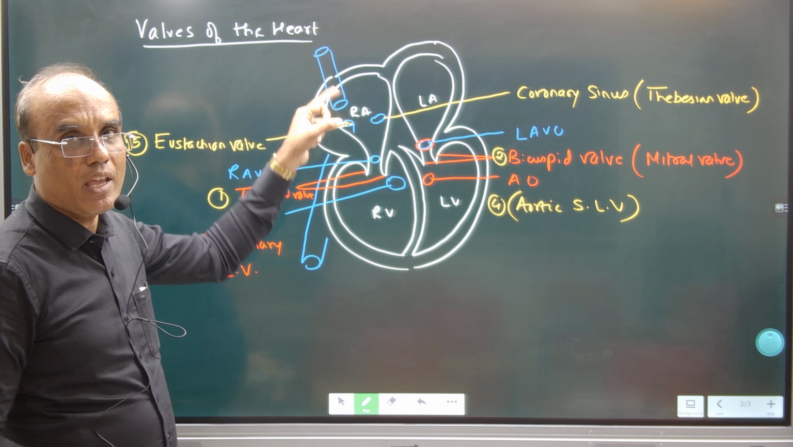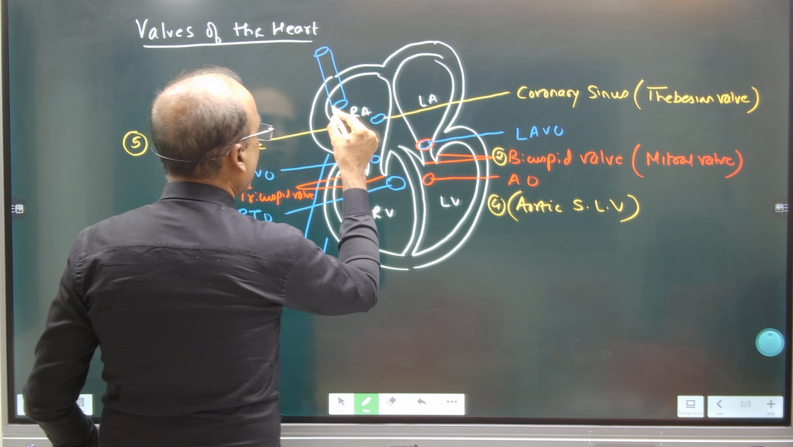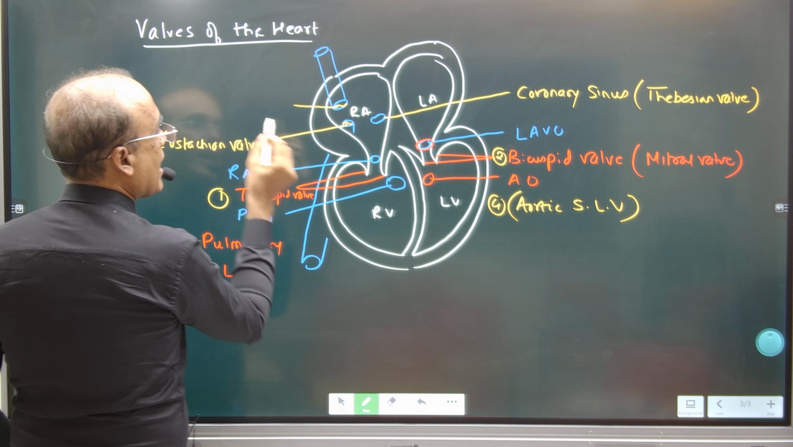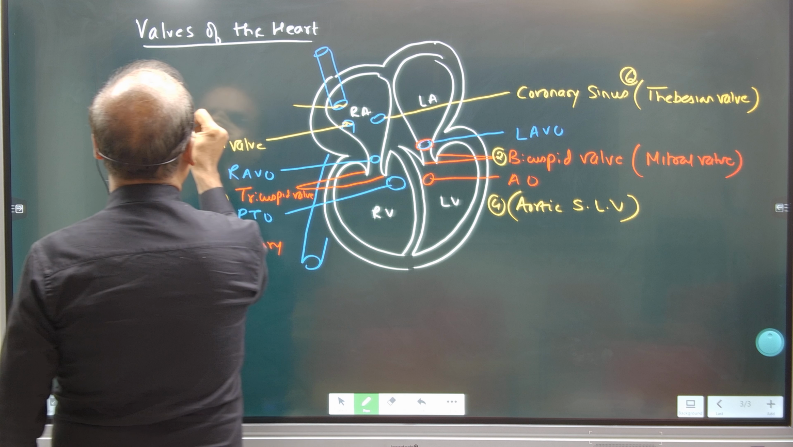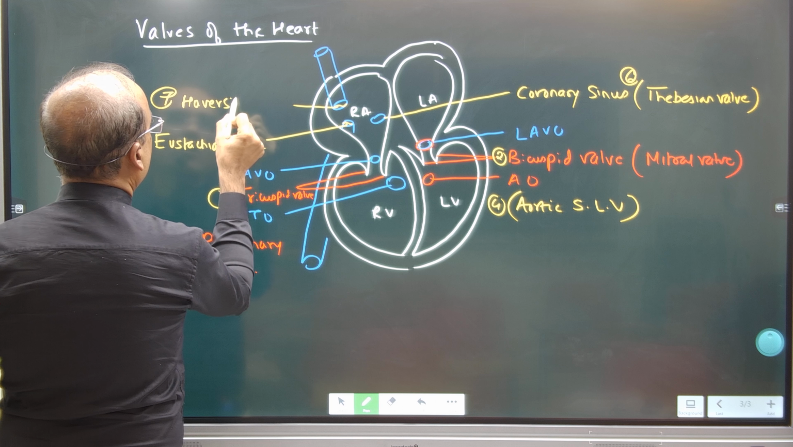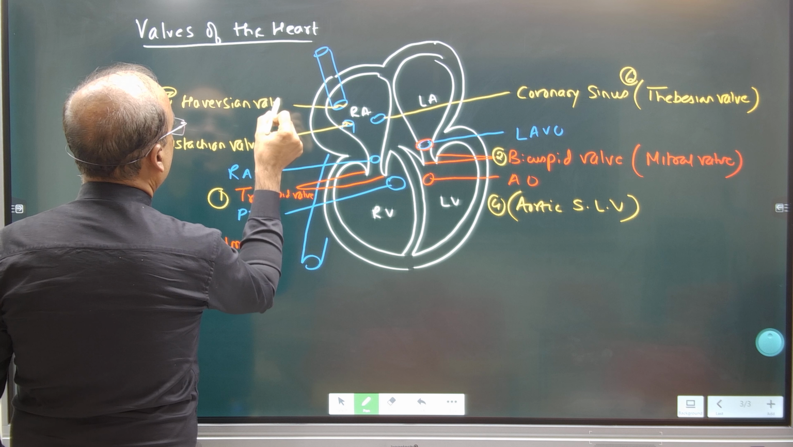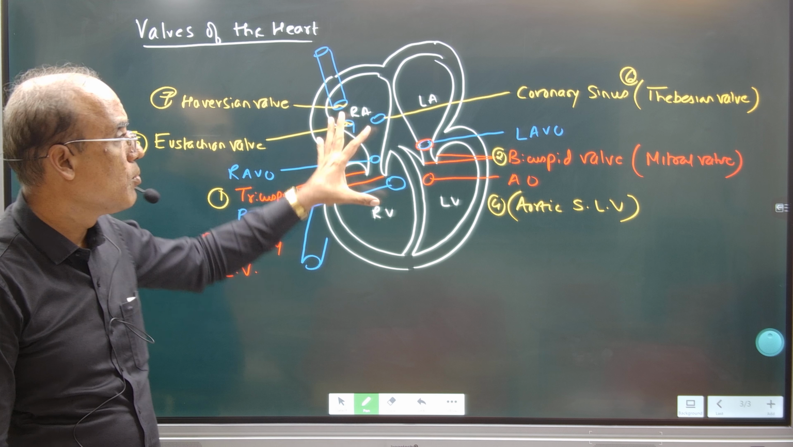And this superior vena cava brings the blood from the upper part of the body. Here the valve present is called the Haversian valve. So these are the 7 valves that are seen in the human heart.